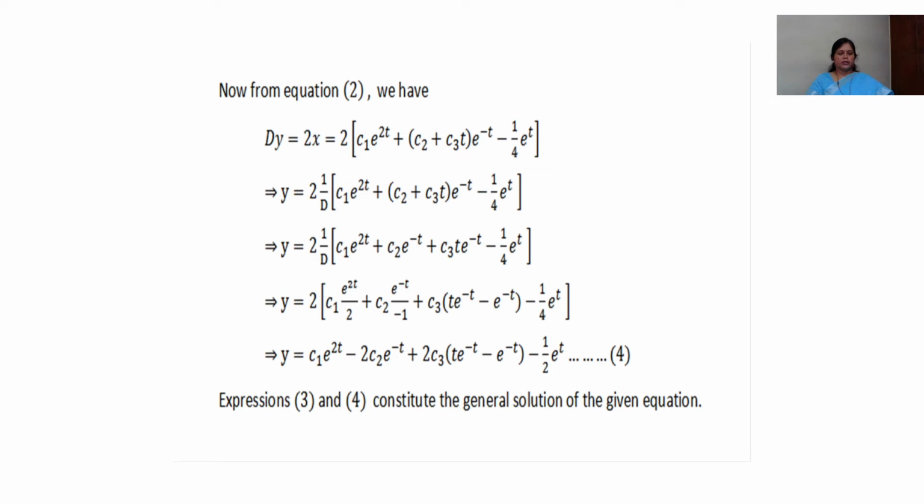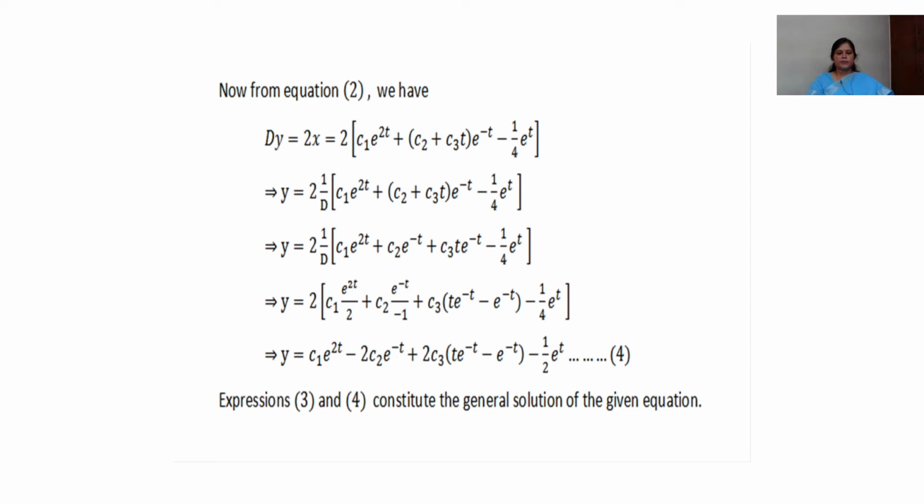If you take the D value from the left side to the right side, it will come to the denominator. So now we have y is equal to 2 into 1 over D of (C1 e to the power 2t plus (C2 plus C3 t) into e to the power minus t minus 1 by 4 into e to the power t). Now the D value is in the denominator, which means we have to integrate the function here. So whatever function is there in the bracket, we are going to simplify the function first, then we are going for the integration.